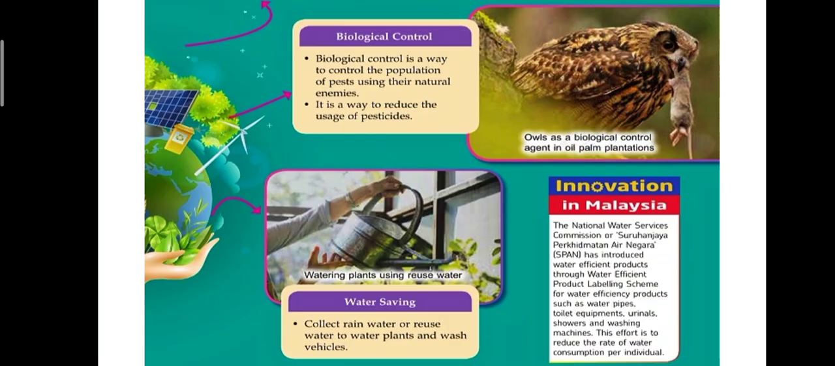Biological control. How about biological control? This is a way to control populations of pests using natural enemies. So ini akan mengurangkan penggunaan racun perosak. Okay, contohnya di sini owl kita guna dia sebagai biological control untuk tikus di oil palm plantation. Okay, water saving also important. Collect rainwater or reuse water to water plants and wash vehicles. So kena water saving juga.